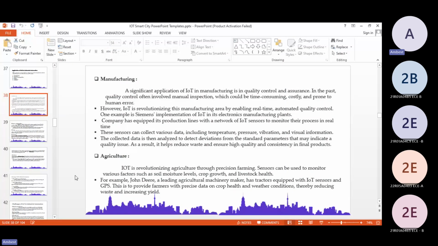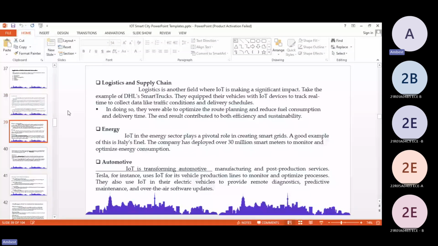Observation of the newly planted crop health. In that way, coming to the next thing, which is logistics and supply chain. Logistics is another field where IoT is making a significant impact. Impact means it is making huge gains in resources and profits.